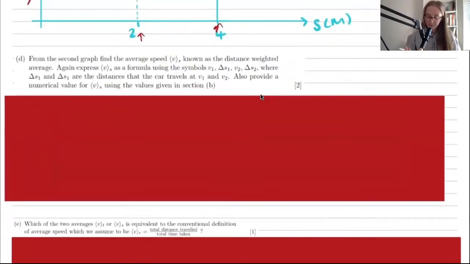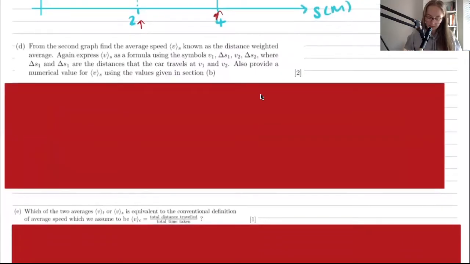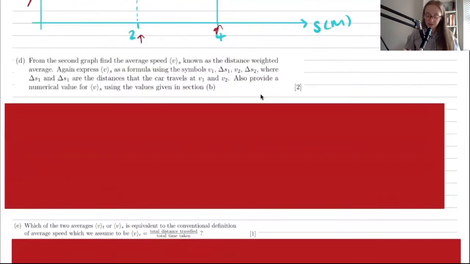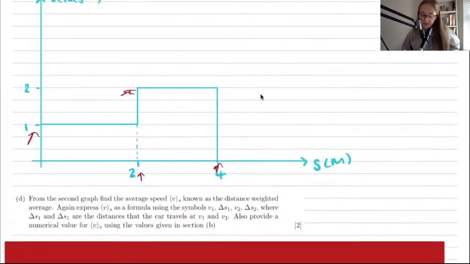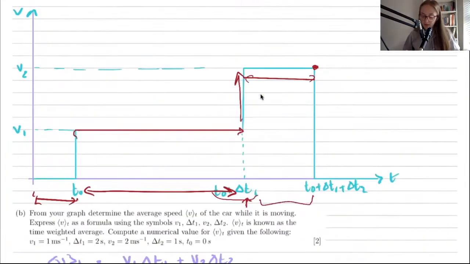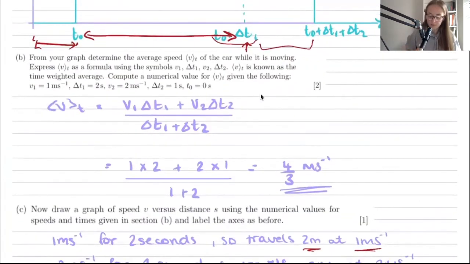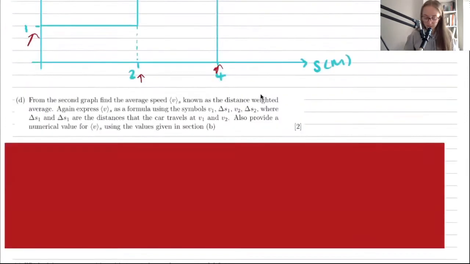Okay, so next it's asking, from the second graph, find the average speed, Vs, known as the distance weighted average. Again, express Vs as a formula using these symbols, and then we can stick in the numbers, I suppose. This is a similar idea to the previous question, where we want to find out the weighting, so where we want to find out the average. For the first one, we used our time as our weighting. But this time we want to do the same thing, using our distance as our weighting.